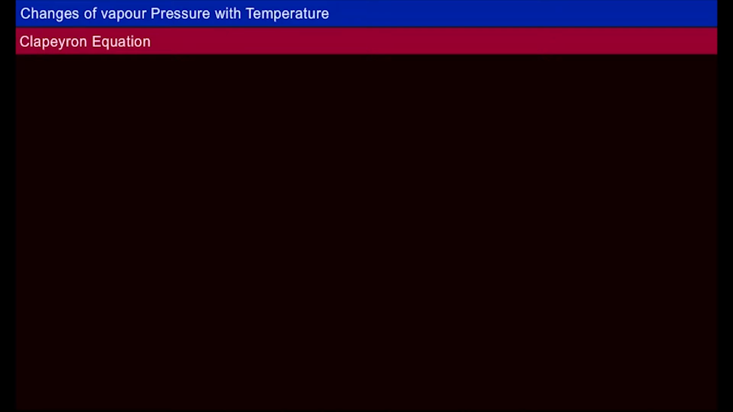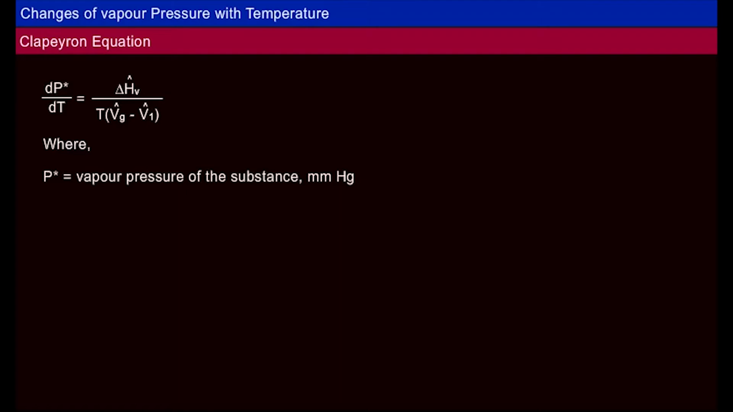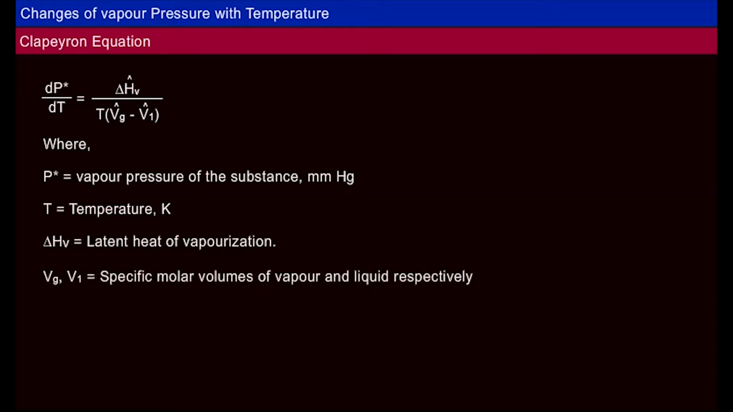The Clapeyron equation is another function relating vapor pressure and temperature. It is denoted as dP star divided by dT is equal to delta H cap V divided by T into (Vg cap minus Vl cap), where P star is equal to vapor pressure of the substance in millimeter of mercury. T is equal to temperature in Kelvin. Delta HV is equal to latent heat of vaporization. Vg and Vl are the specific molar volumes of vapor and liquid respectively.